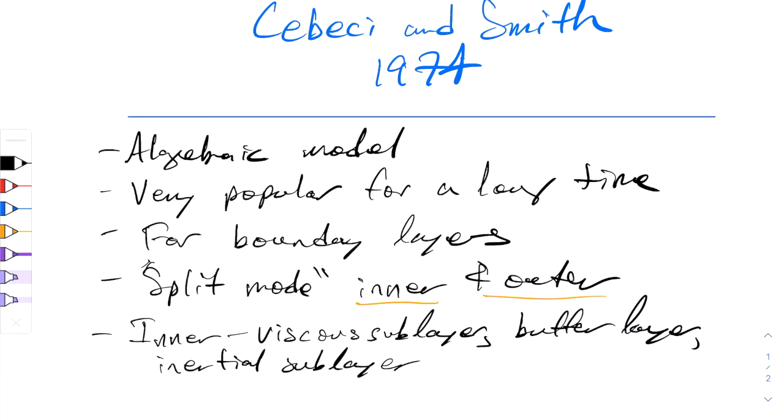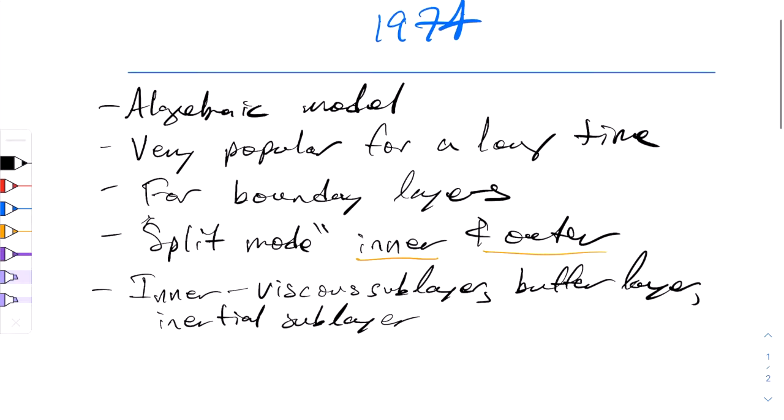This particular model is a split model in that it contains an inner and outer region of the boundary layer and are modeled separately, but the equations must connect seamlessly in between. The inner layer contains the viscous sublayer, the buffer layer, and inertial sublayer of the model.